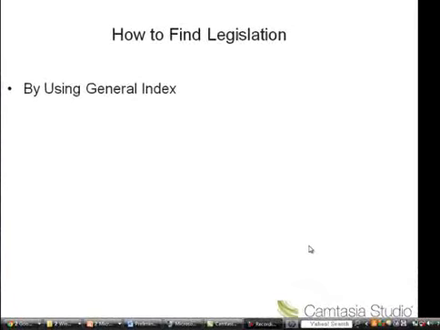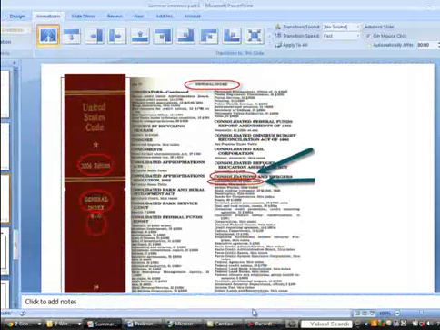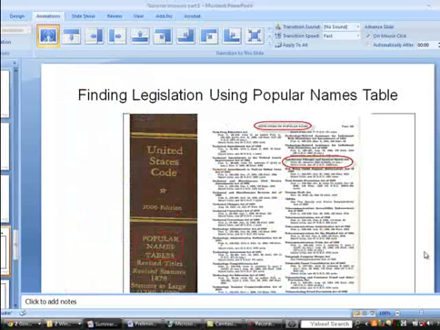How to find legislation by subject matter. By general index. For example, use the general index to find account consolidation by following the illustration below. By popular name table. Use the popular name table to find Stevens Olympic and Amateur Sports Act by following the illustration below.